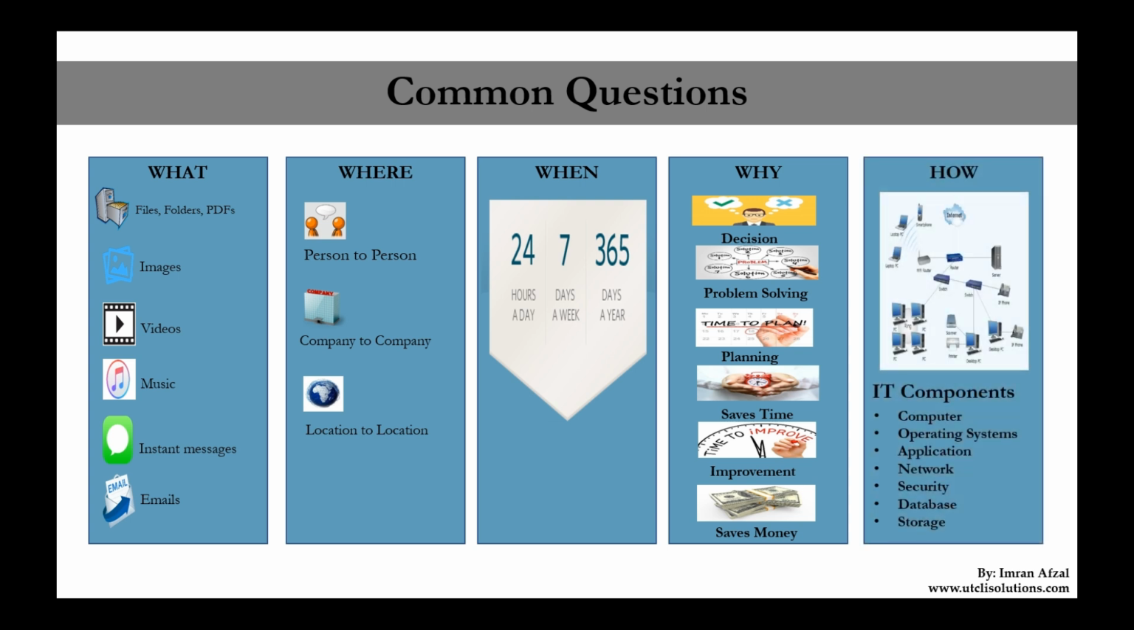Now, how are we sharing that information? That's where the technology comes in. We need IT components to make that what, where, when, and why happen. Those IT components that you need to transfer information are computers, operating systems, applications, network, security, database, storage. You need all of these IT components and many more, by the way, to transfer information from one person to another. So, I hope now you understand completely the real meaning of information technology.